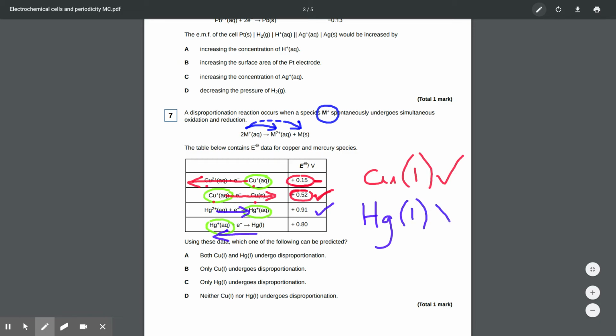So that is not going to disproportionate. It's going to be essentially the reverse of that disproportionation reaction, which is going to be preferential for mercury. So mercury 1 plus is not going to undergo disproportionation in the first instance, which also means that that one's also not true. And then neither copper 1 nor mercury undergo disproportionation. No, that's not true, because copper 1 plus will undergo disproportionation. Therefore, the correct answer in this situation is B.